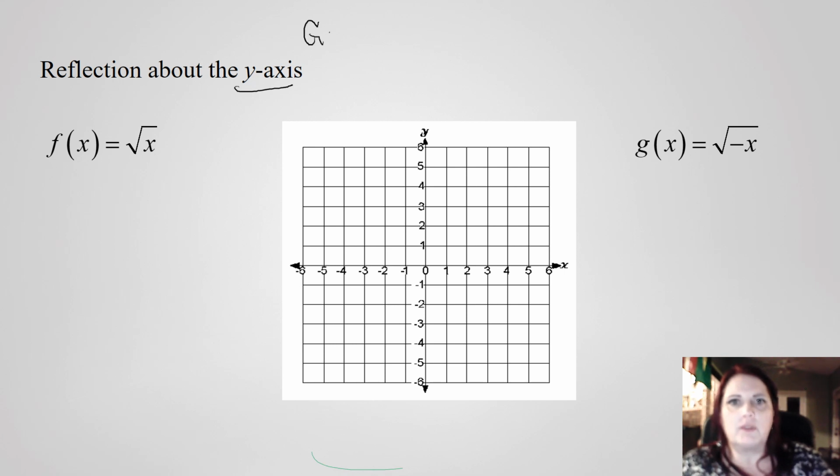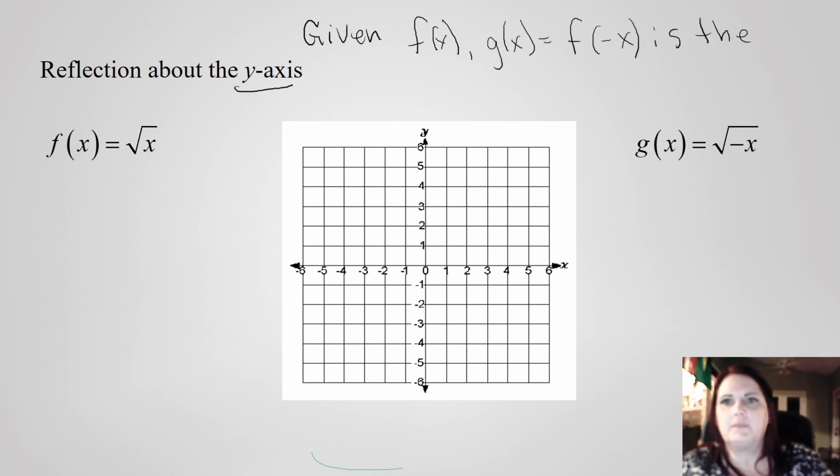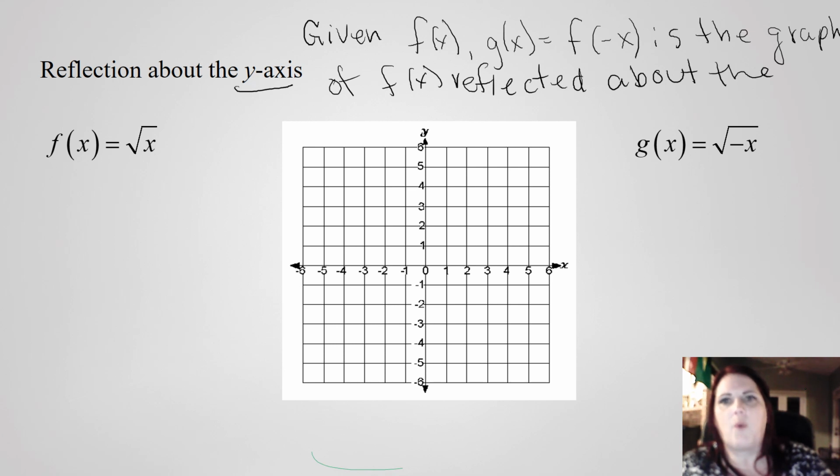So if we start with our given f of x, this time g of x is going to equal f of negative x, and that's going to be the graph of f of x reflected about the y-axis. So that y-axis is going to be our mirror, so this line right here.